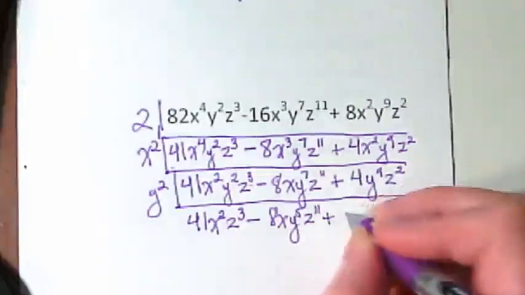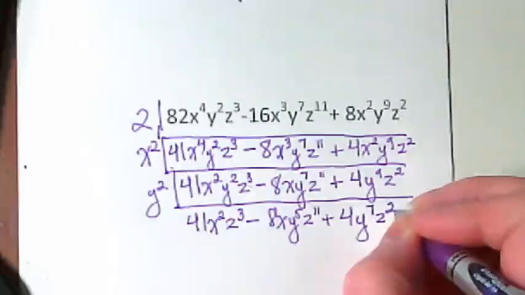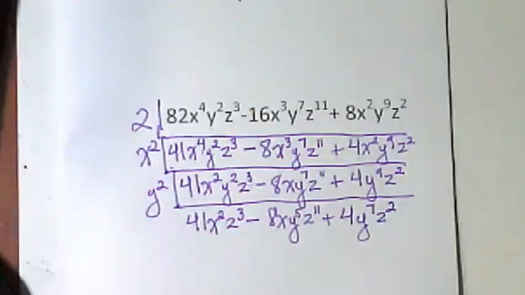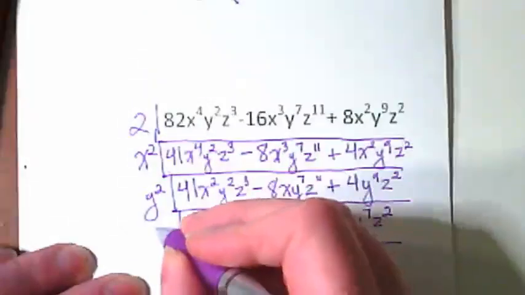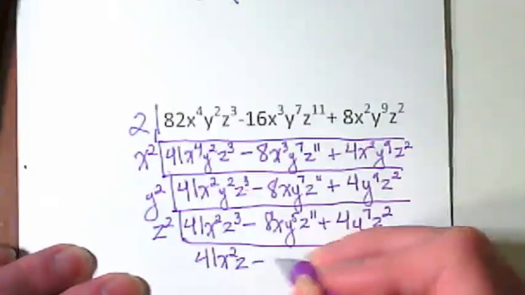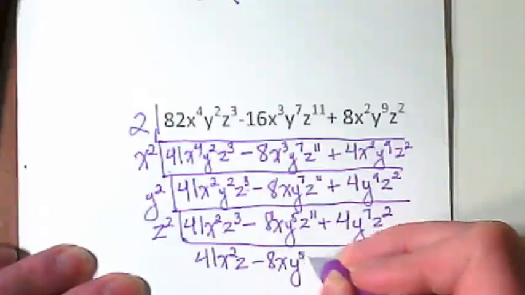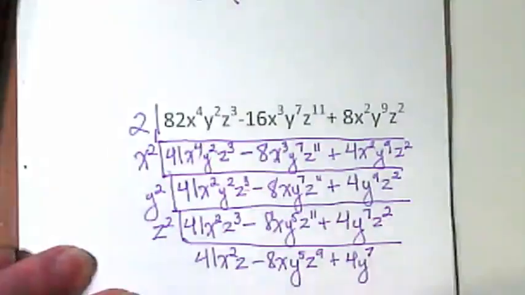Oh, you're noticing something else we can divide. How many y's can we divide out? Okay, let's do y squared. How many z's can we divide out? Yep.